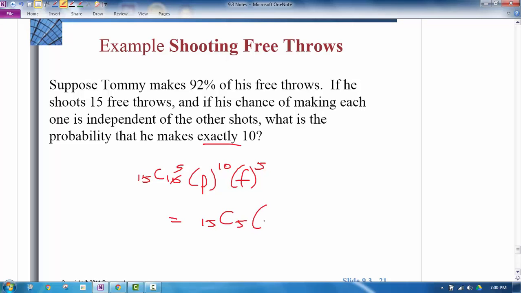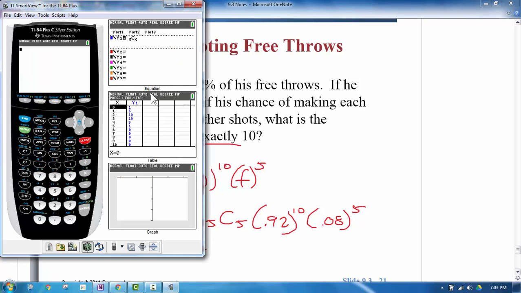We could do 15C5. Probability is 0.92 that we make it to the 10th power. Probability that we miss it is 0.08 to the 5th power. So we'd have to evaluate that in our calculator. With our calculator, we can do 15, go to math, let's go over to probability, C5 or C10, and then we're going to multiply this by 0.92 to the 10th power, and then times 0.08 to the 5th power. Hit enter. That gives us our probability.